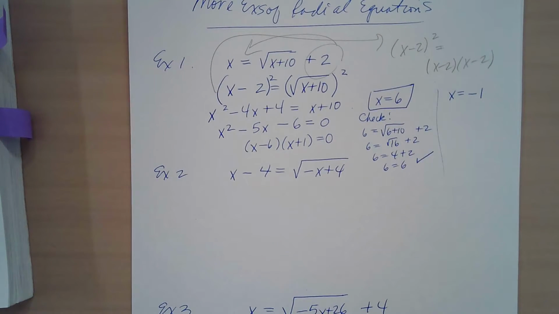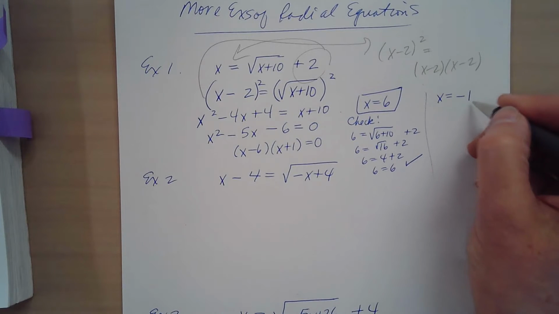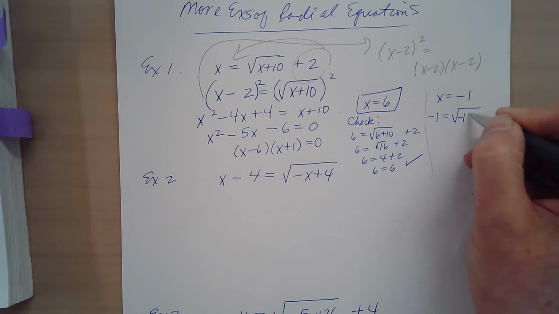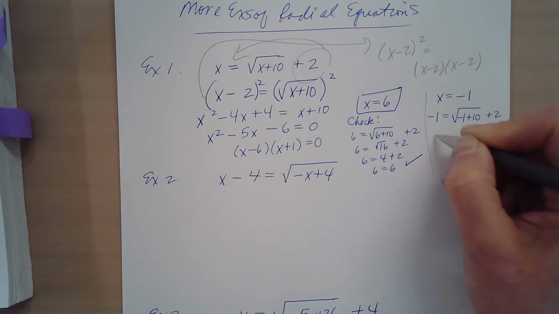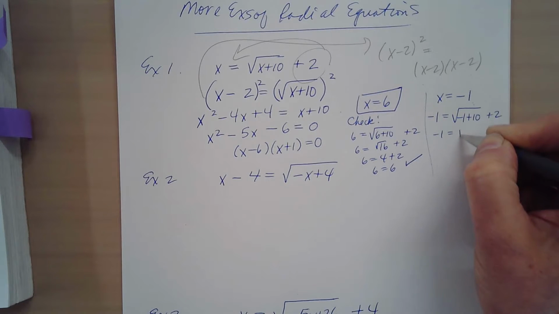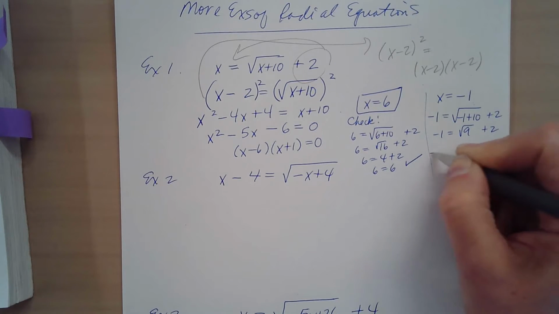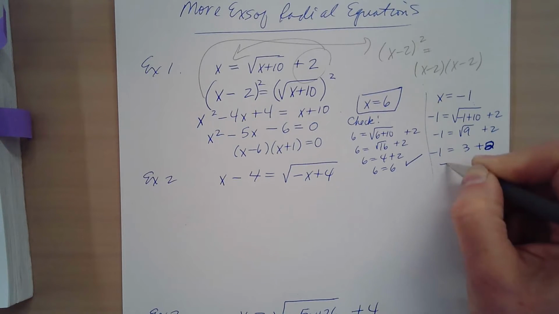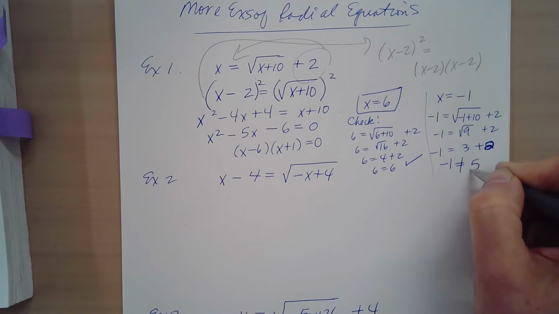Radicals take longer than you think, right? Even if the radical itself isn't that hard, the checking takes time, but you must, because otherwise you could get some extraneous thing. I'm always leery of negative answers, but let's see what happens. -1 equals the root of -1 plus 10, plus 2. Uh-oh. We got a problem here, right? -1 does not equal 5.